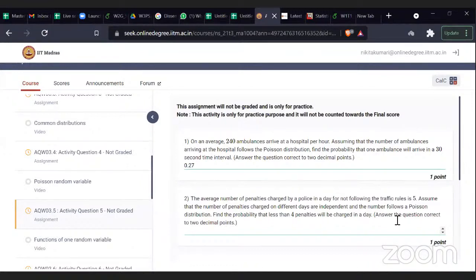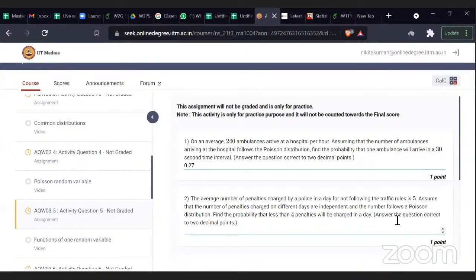120. No, no. 2, right? Yeah, that will be your lambda. Correct. And you have to find the probability that one ambulance will arrive in a 30-second time interval. So x equals 1. If your random variable x represents the Poisson distribution, the probability that x equals 1 is e to the power minus lambda, lambda to the power 1 by 1 factorial. Lambda is 2. So whatever we get, that will be your answer.